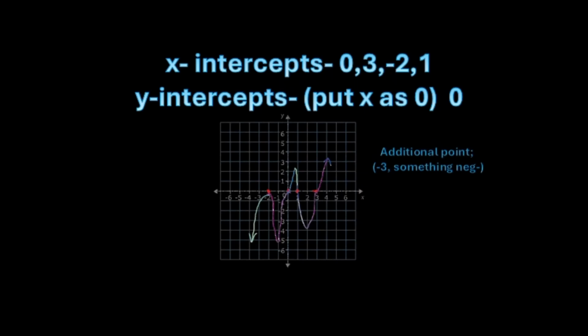And we've also found that it touches the x-axis at the points -2, 0, 1 and 3. Now when it touches the x-axis at -2, the multiplicity of the factor x plus 2 is 2, which is even. Therefore it touches the x-axis and bounces back.